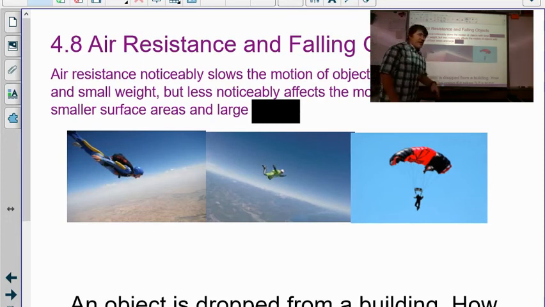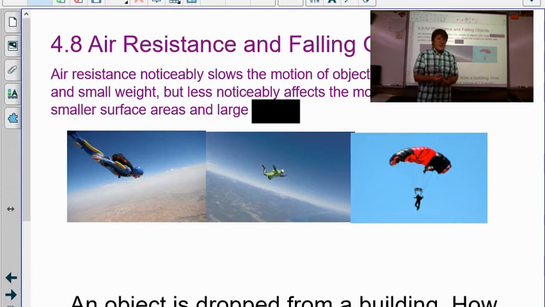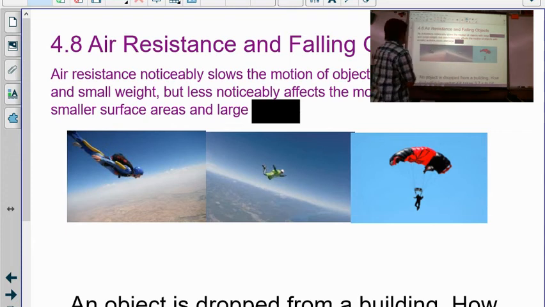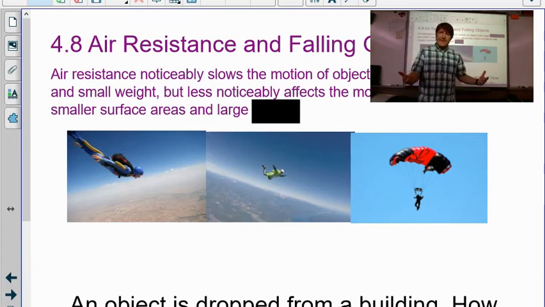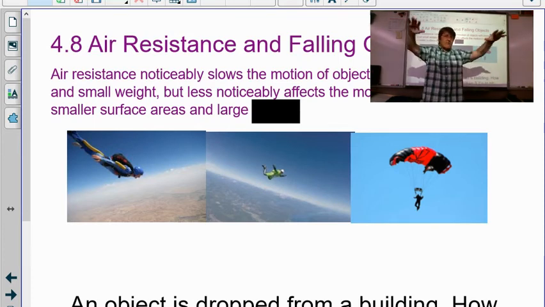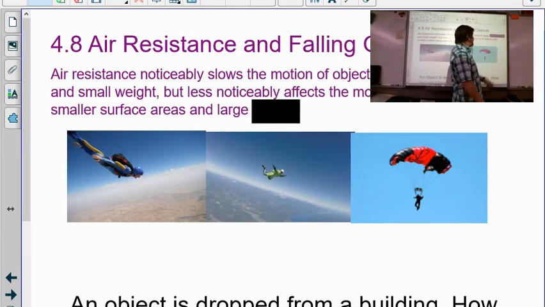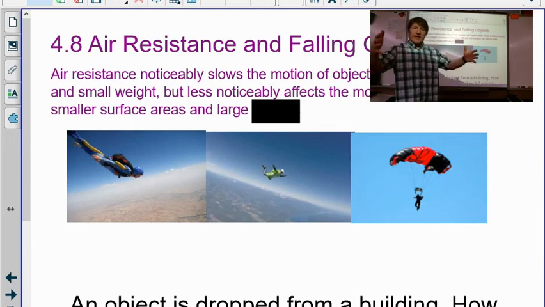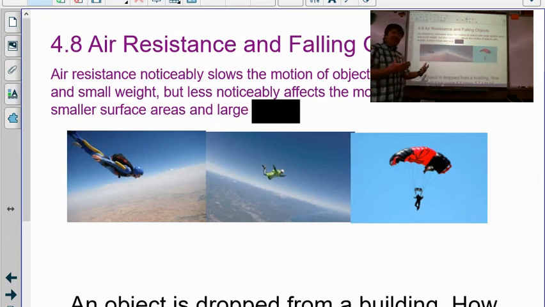So air resistance and falling objects. So remember, when we talk about free fall, we're saying in the absence of air resistance, as if it doesn't exist. Well, it does exist, and it does slow things down. Okay, I drop a piece of paper and I drop a brick. They certainly don't hit the ground at the same time. So air resistance noticeably slows the motion of objects with a large blank. Well, why does a piece of paper take a long time to hit the ground? Because it's really big, right? So surface area. You increase the surface area, you will increase the amount of air resistance or friction.